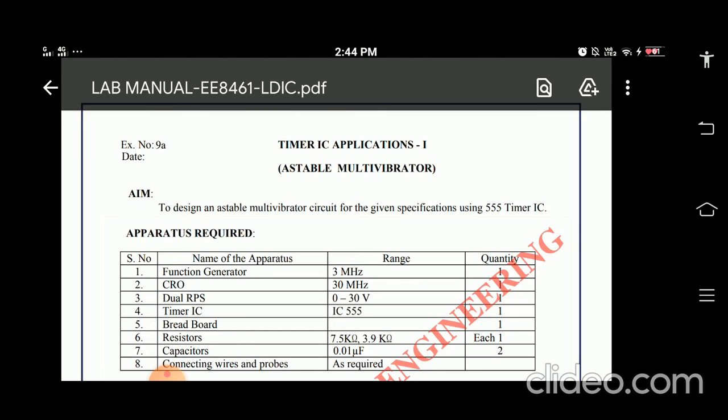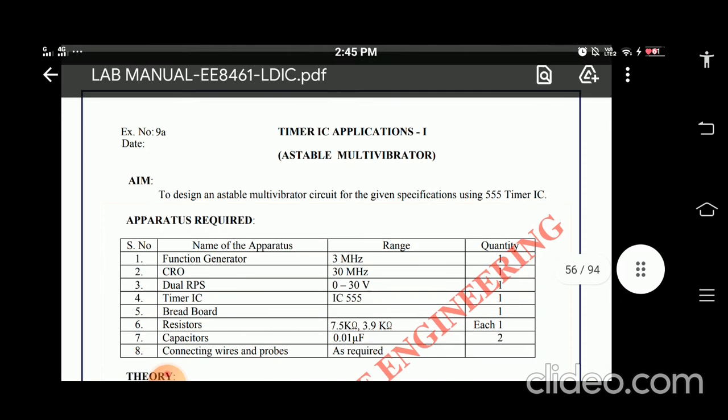So here the time during which the capacitor charges from 1/3 VCC to 2/3 VCC is equal to the time for which our output is high, and that will be given by TC = 0.69 (R1 + R2) C. From that we can get the TD, and these timings are considered as our T on and T off. From these two timings we can calculate the total time period.